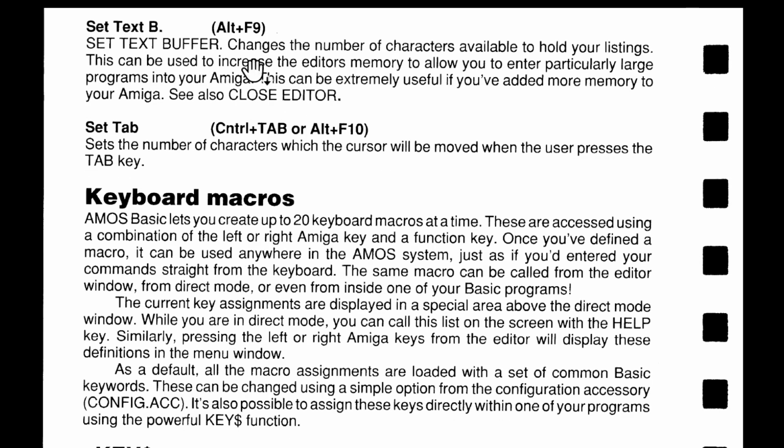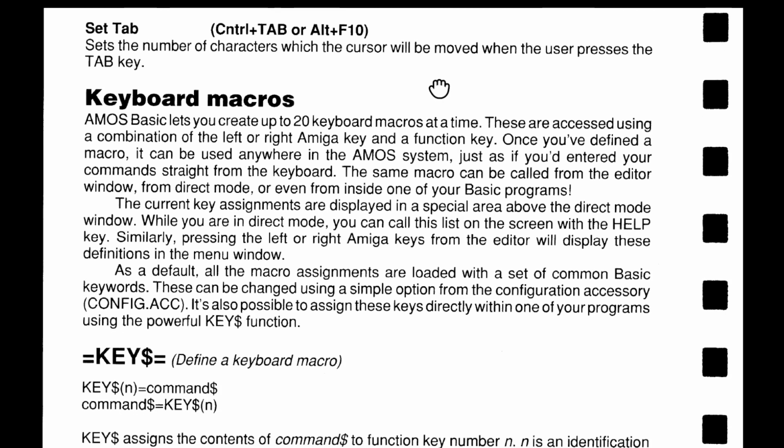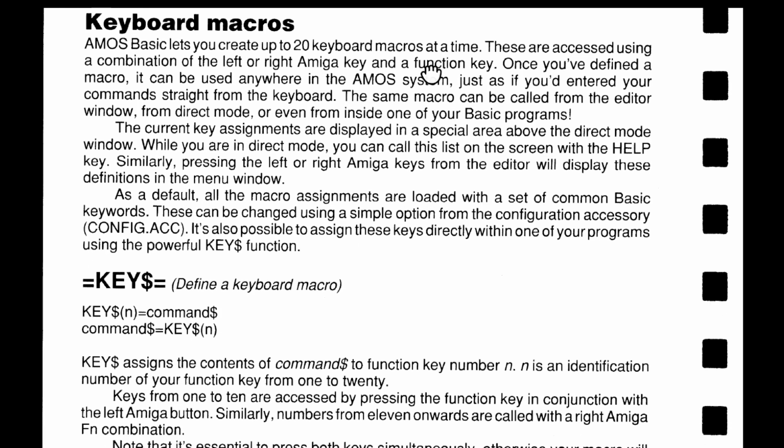Set text, Alt plus F9. Set text buffer. Changes the number of characters available to hold your listings. This can be used to increase the editor's memory to allow you to enter particularly large programs into your Amiga. This can be extremely useful if you've added more memory to your Amiga. See also close editor. Set tab, CTRL and tab or Alt plus F10. Sets the number of characters which the cursor will be moved when the user presses the tab key.